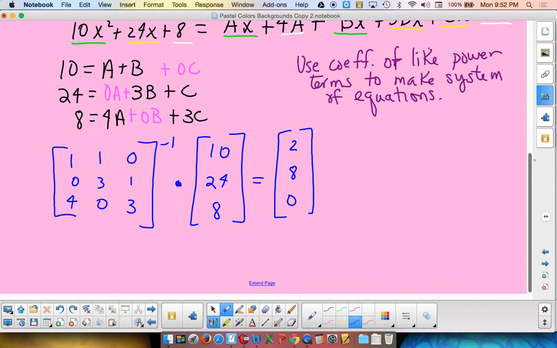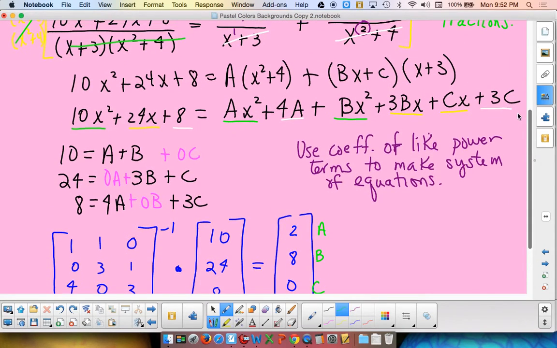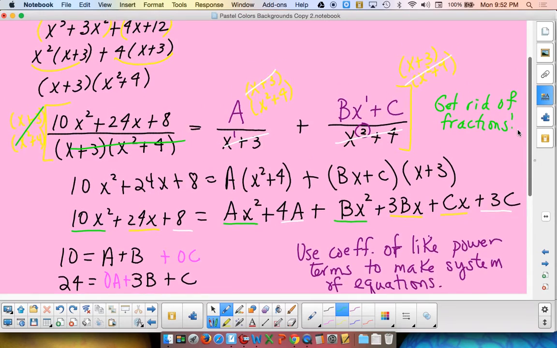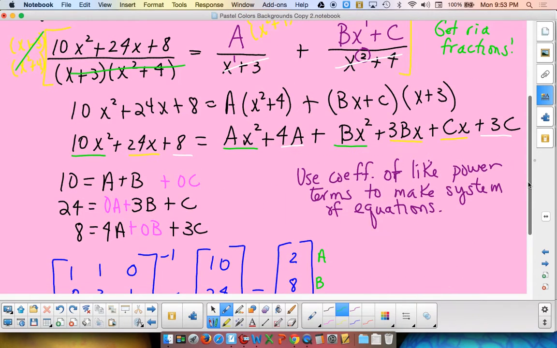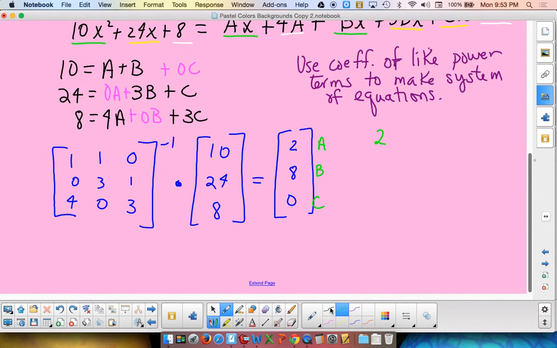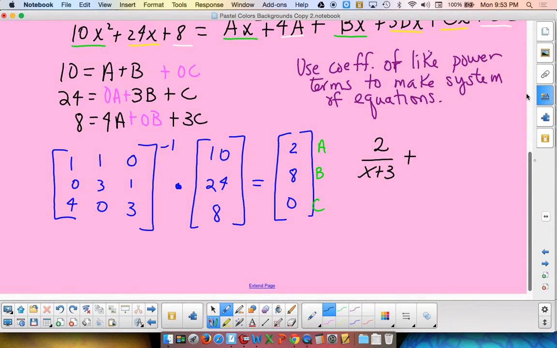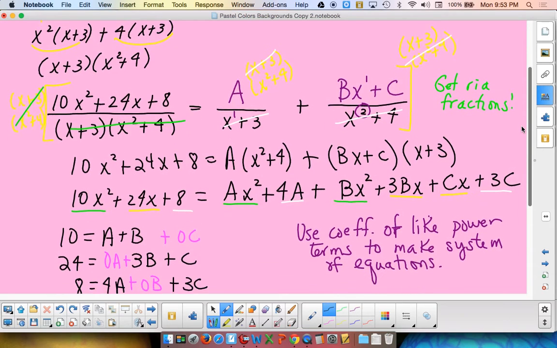Now, what does that mean? Well, that's A, B, and C right there. We now know A is 2, B is 8, C is 0. You need to go back to your original setup where you set up the A's and B's originally. It was originally supposed to be A over x plus 3. So I should have as a final answer a, which is 2, so I'd have 2 over x plus 3 plus, what was my other fraction? I'd be x plus c over x squared plus 4.